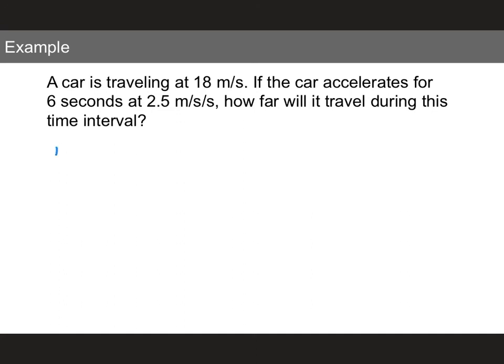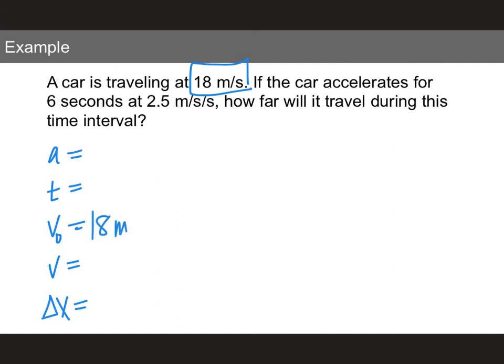I'm just going to make a list over here of the types of things that we know. So we've been doing this in class sometimes. Again, this step is not necessary, but sometimes it helps us think about things. So these are the 4 variables that we had been using, and now we've added in the idea of delta x, displacement. Okay, so when we take a look at the information, a car is traveling at 18 meters per second, and then something happens. So this number here is the starting velocity. That's what v sub o means.